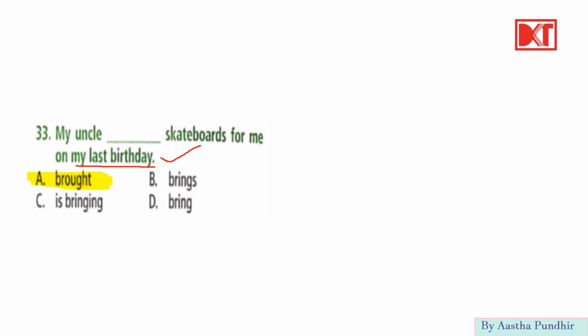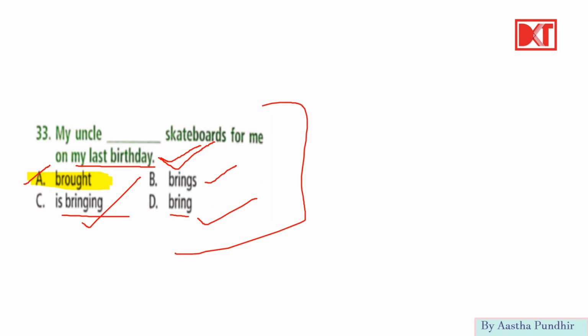क्योंकि यहाँ एक previous, एक already completed action की बात हो रही है, जो already हो चुका है past में. Alright, so A, brought. For the other ones, B, brings, is simple present, C, is bringing, is present continuous, and D, bring, is the infinitive form. So the correct answer here is A.